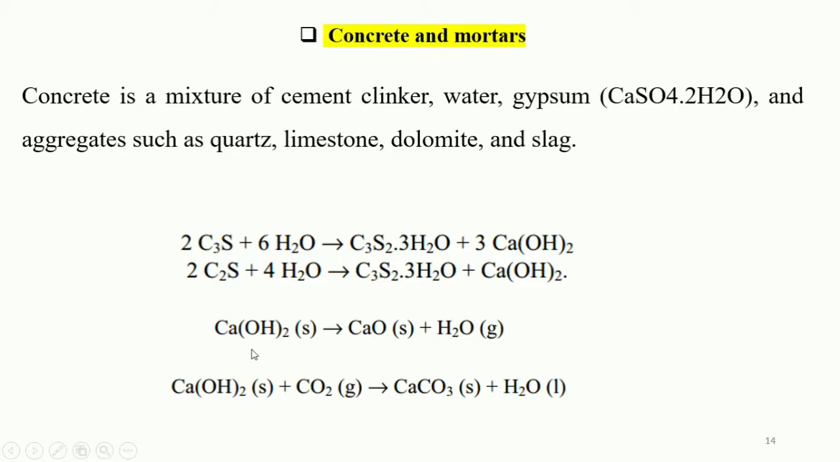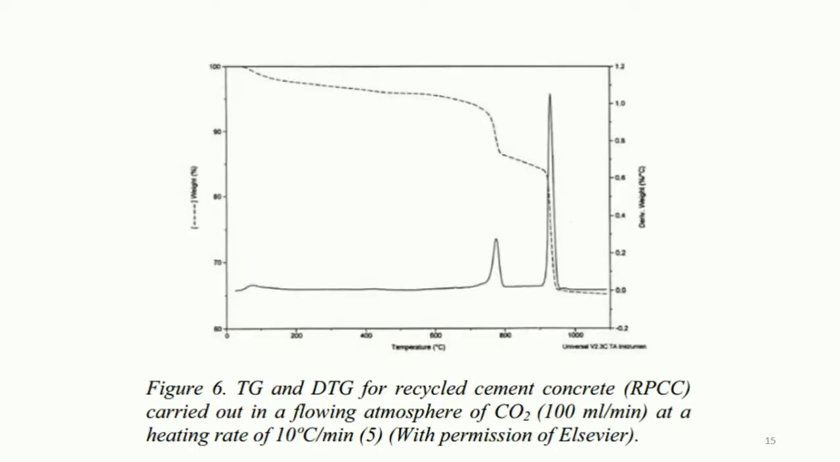In old concrete, because of the reaction of Portland cement with carbon dioxide over many years, calcium hydroxide may react with the carbon dioxide gas and change into calcium carbonate and water. So that would be like this. It shows the importance of this last reaction in thermal analysis of dolomite used in the recycled porcelain cement and aggregate.